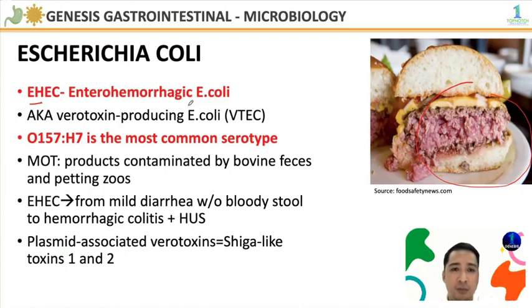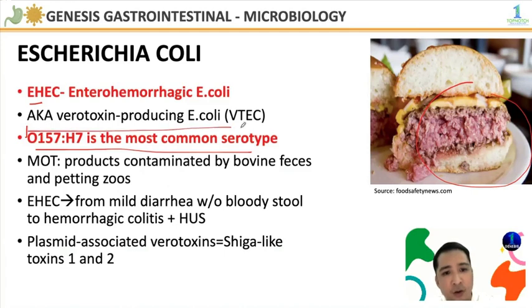Hamburgers, petting zoo, papakain ka sa zoo. In the United States, there has been history for EHEC associated with spinach ingestion. And the most celebrated and the most important I want you to remember is your O157:H7 variant, the most common serotype for your EHEC. The mode of transmission, again, contaminated bovine feces and petting zoos.